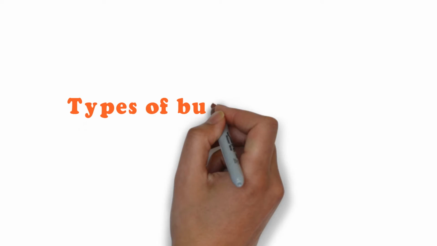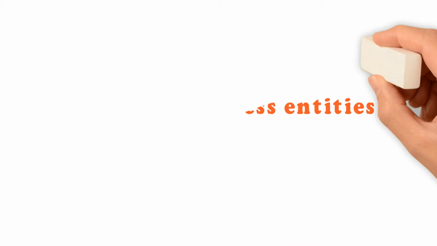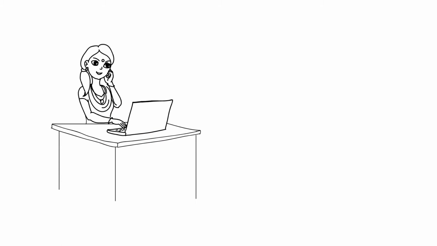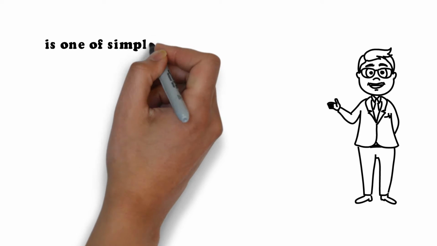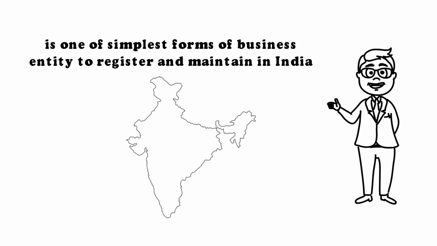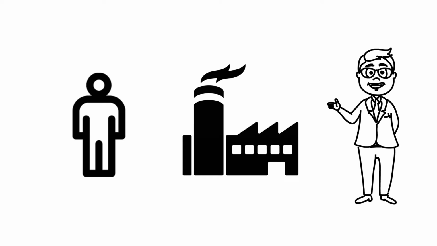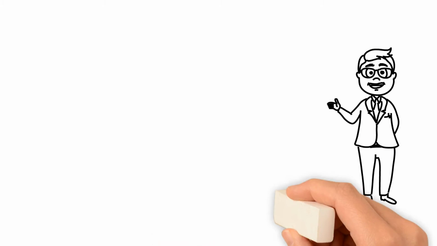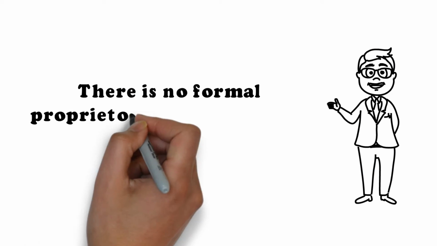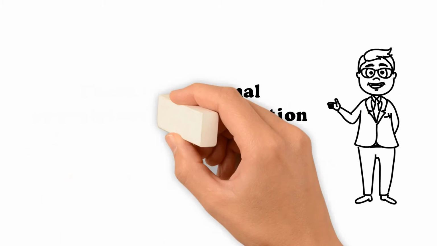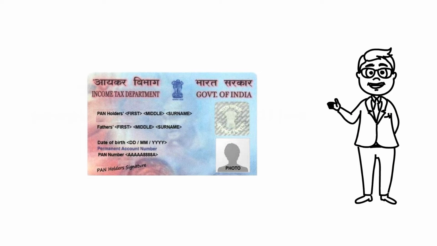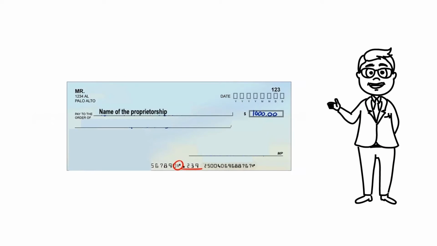Types of business entities. 1. Proprietorship is one of the simplest forms of business entity to register and maintain in India. A startup with a single owner on a small scale might choose this type of business. There is no formal proprietorship registration. To start a proprietorship, only a PAN number for the proprietor is required, along with a bank account in the name of the proprietorship.